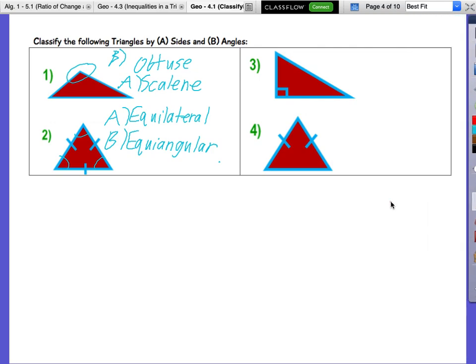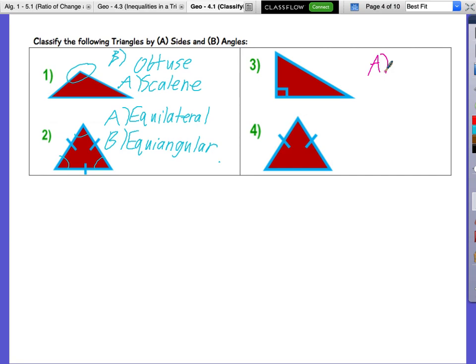Okay, this third one, what kind of triangle is this? Let's say based on the sides. Based on the sides, let's start with the sides. Okay, so we're saying that 2 of the sides are the same length? Okay, so those of you saying the 2 sides are the same, which ones are you thinking are the same? The left, bottom, or the kind of diagonal one?